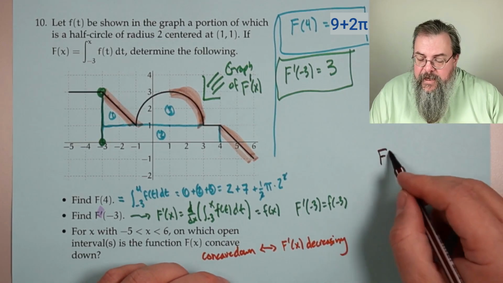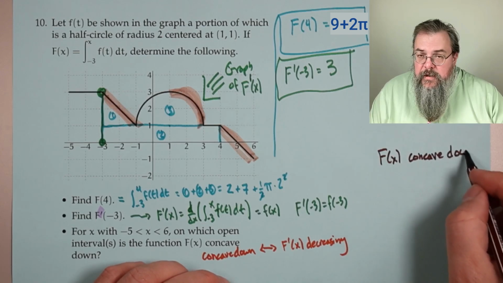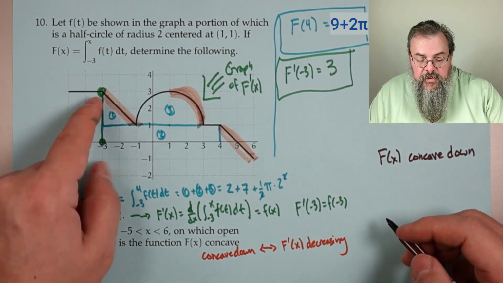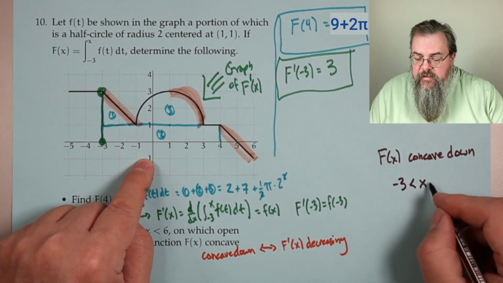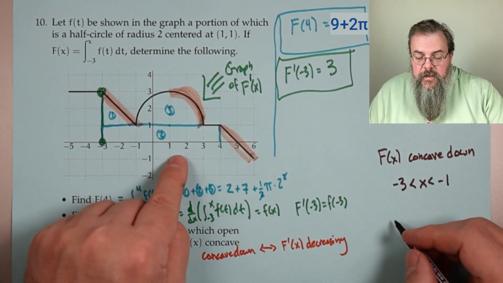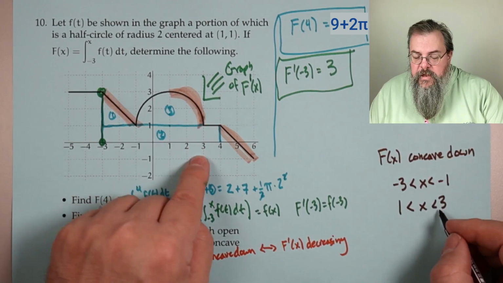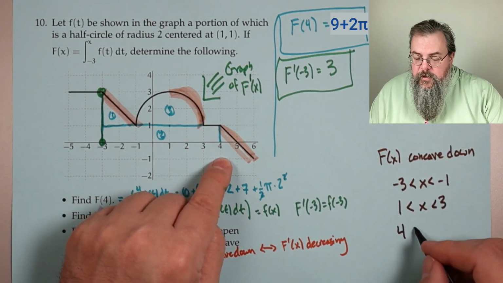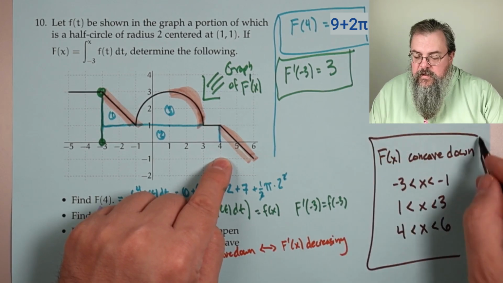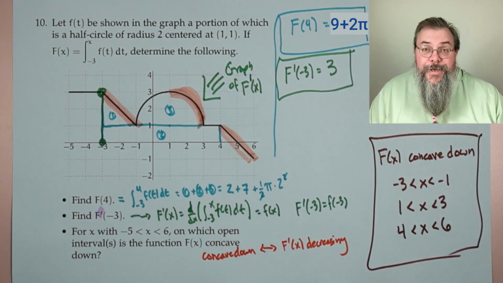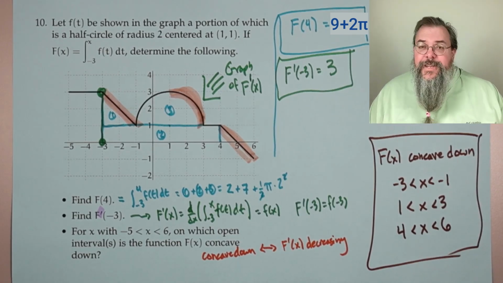So f of x is concave down in the following places. This interval from -3 less than x less than -1. This interval 1 less than x less than 3. And this interval 4 less than x less than 6. And we're done. Woohoo! Nice! We made it to the end.